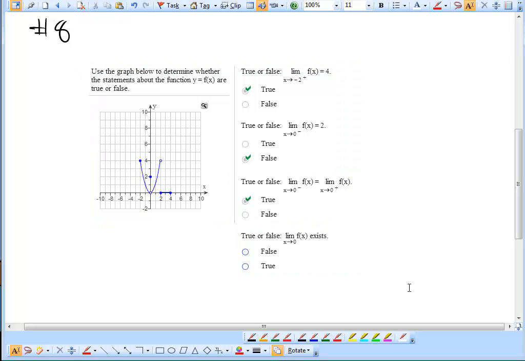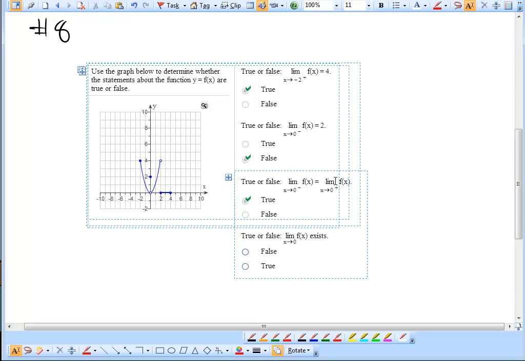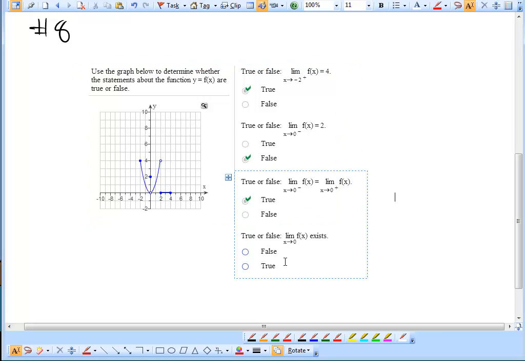For the next part, we're asked if the limit as x approaches 0 exists, which means this isn't specifying from the left or the right, it's just if the limit exists in general. And remember, that's conditional on if the left and the right agree. We said the left and the right do agree. So if the left and right agree, your limit as x approaches 0 in general, neither specifically left nor right, does exist. So this one's going to be true.